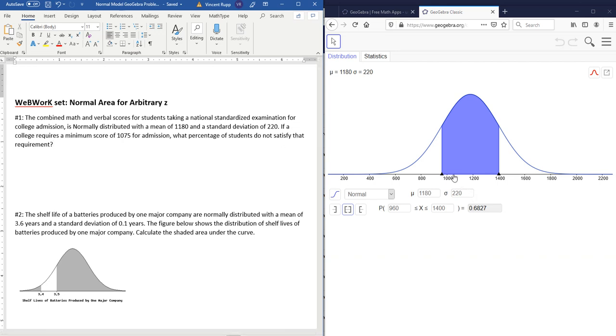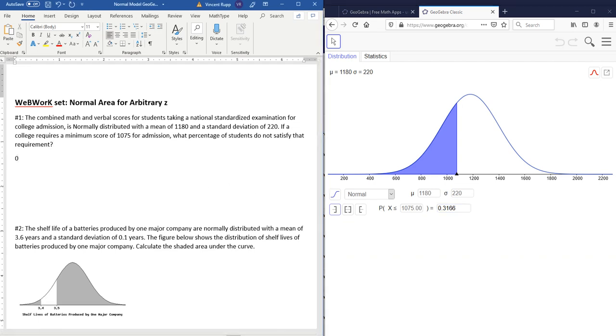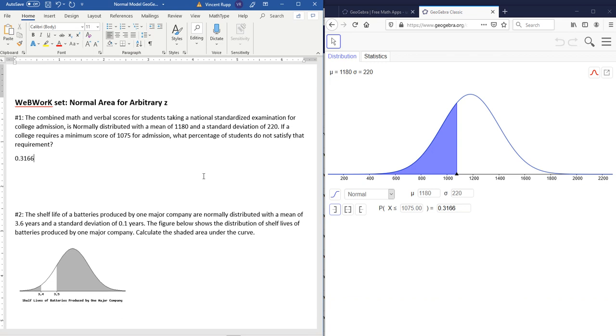So what it wants us to find is the percent of students who get below a 1075. Because if they get below that, they do not satisfy the requirement. So just click on the lower tail and then type in 1075. And then you've got to click elsewhere, press enter or something. It doesn't update automatically. But then you get 31.66% or 0.3166 would be my answer to that. And hopefully when I type that into GeoGebra, it works. If it doesn't, either GeoGebra hasn't updated or just double check your numbers.